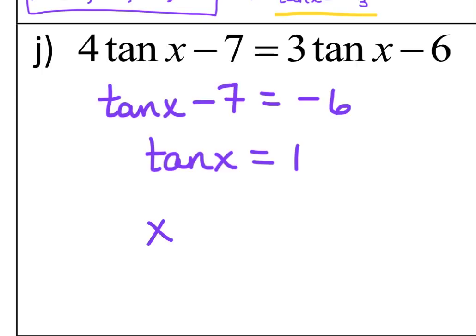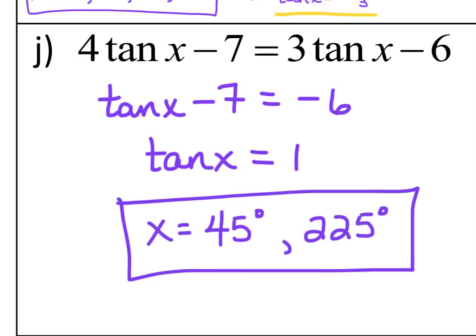And tangent of, in the first quadrant, 45 degrees is 1. Tangent is also positive in the third quadrant, and so tangent of 225 degrees is also equal to positive 1.